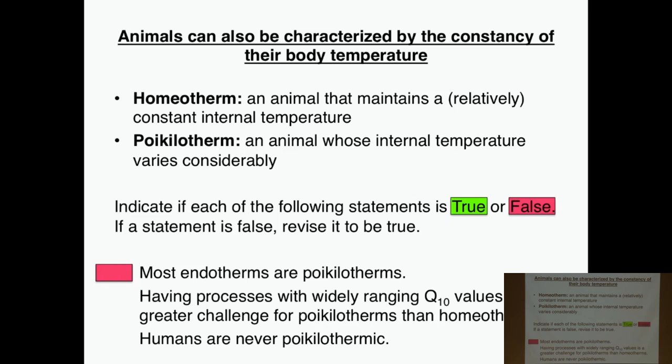Okay, number 2. Having processes with widely ranging Q10 values is a greater challenge for poikilotherms than homeotherms. In 3, 2, 1. Yes, exactly. And as I mentioned earlier, animals that have body temperatures that tend to vary widely may have between 4 and 10 different versions of enzymes so that they can keep reactions happening at consistent paces.